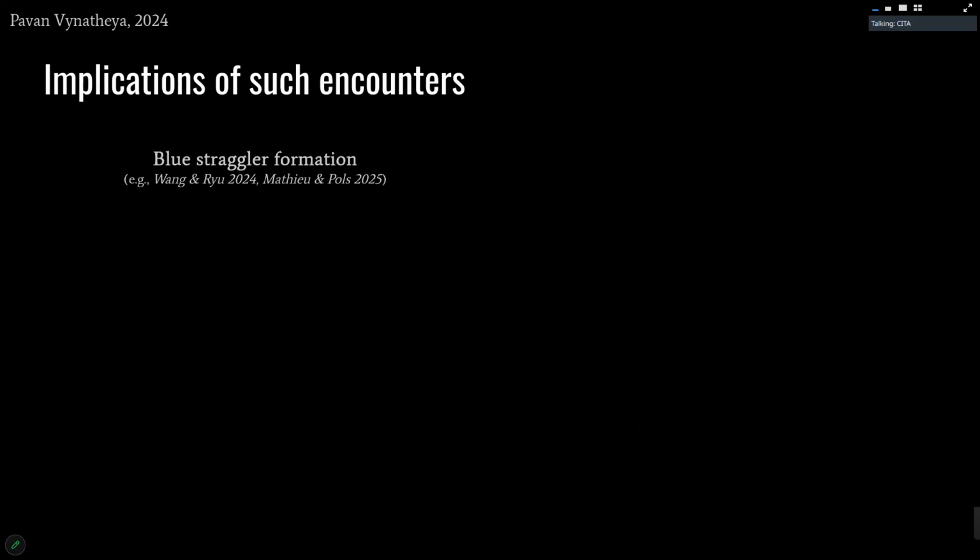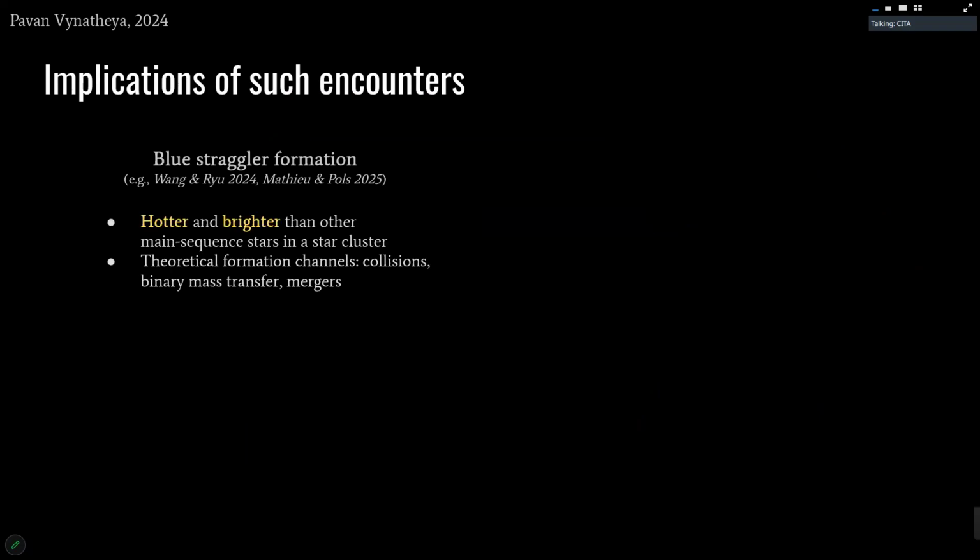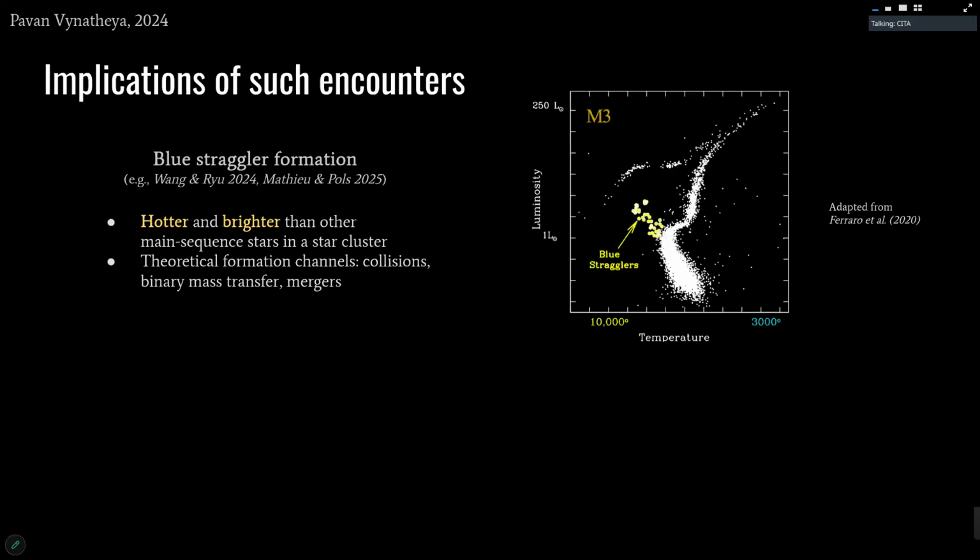Number one is blue straggler formation. Everyone must be familiar with blue straggler stars, which are hotter and brighter than the turn-off of the main sequence track in the color magnitude diagram of a cluster. So if you have a color magnitude diagram as in this plot, and this is the main sequence track, you have some stars located there, which are thought to be products of collisions, mass transfers, or binaries, which is why they appear younger and more massive than they ought to be.